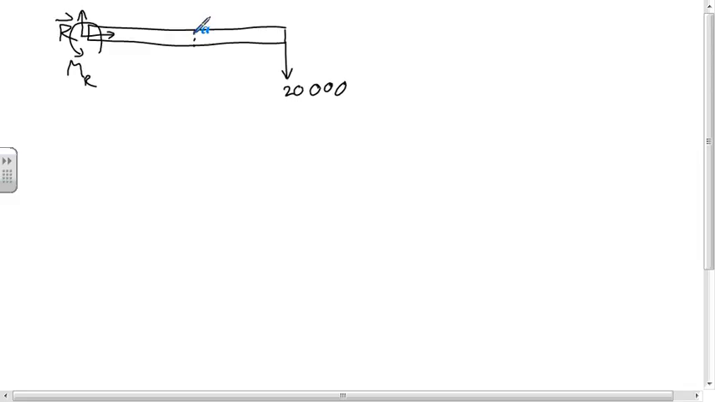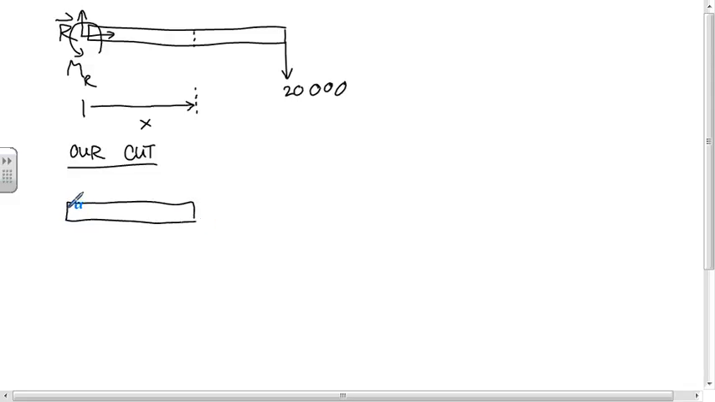The x value that we use in these problems always represents the distance from the left end to the point that we're looking at, okay? So this would be x. But then when we do our cut, when we choose what to isolate, our cut looks like this. It goes all the way from the left. So these are there up to this point x, okay?